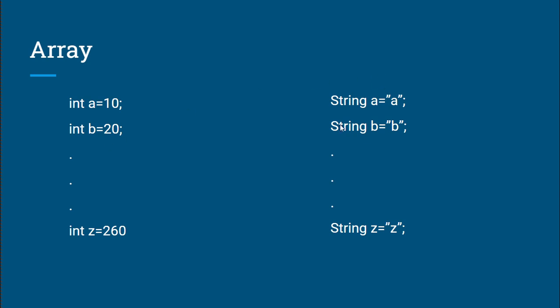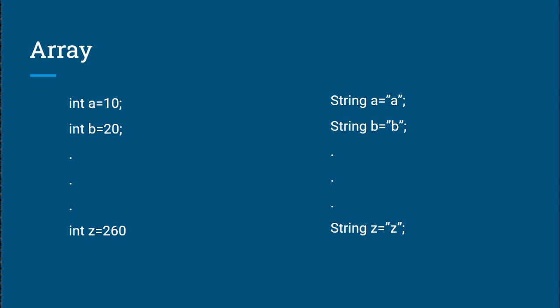Same with a string. If you try to store a value, that is String a equal to a, and if you have multiple string values and try to store them there, we have to remember every string value's variable name. So in future, if you want to call that variable, we have to remember that variable name or its details. So this is a very hectic problem, so that's why we came up with the array.